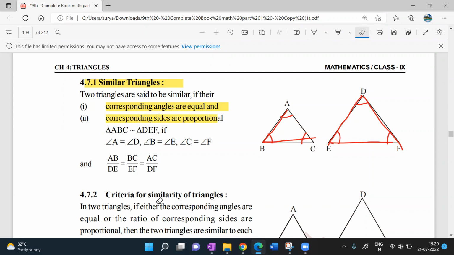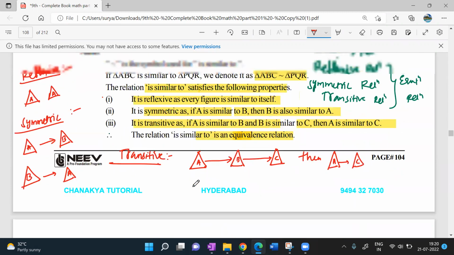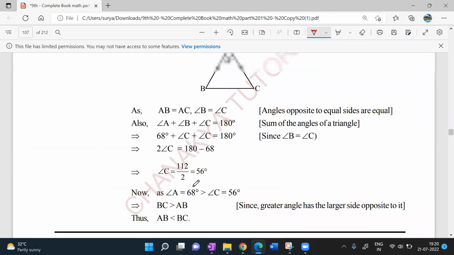What if they are congruent, sir? Congruent is nothing but what? It's like the same thing. We learned it yesterday, like putting one triangle on another. I'll show it to you. Wait.